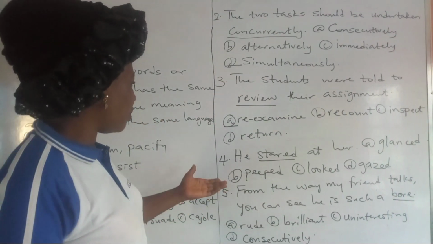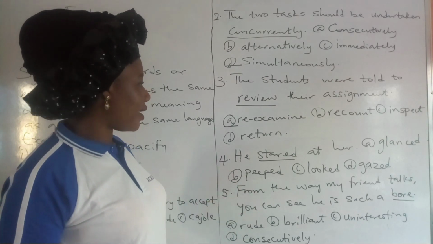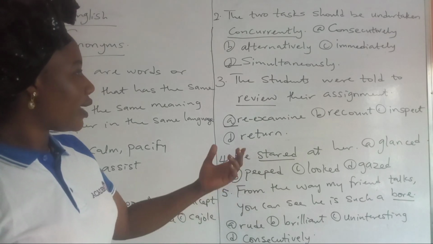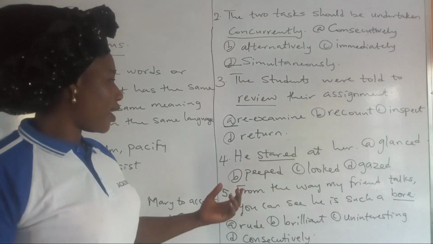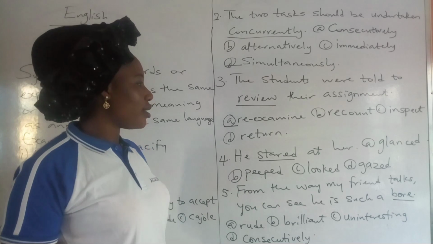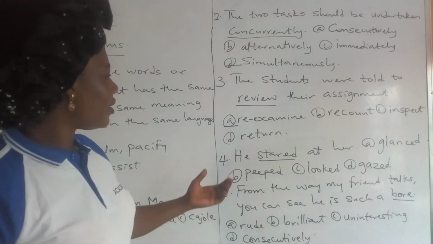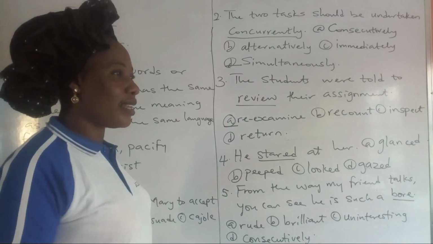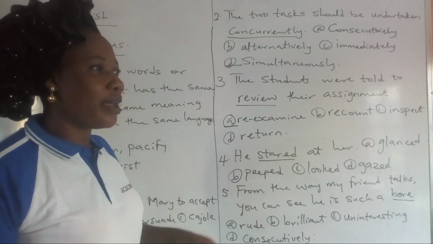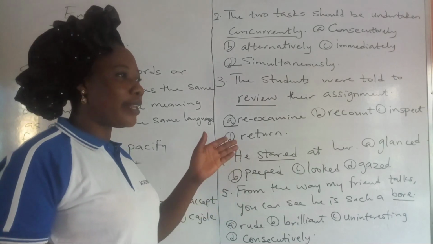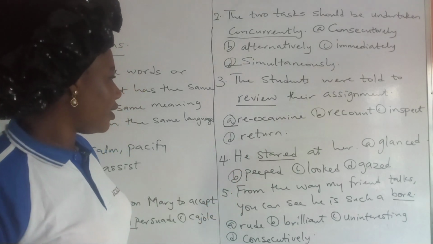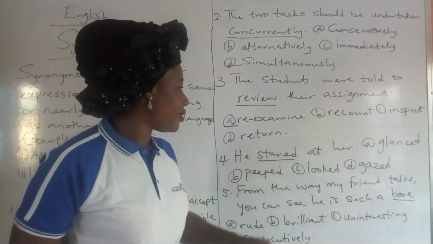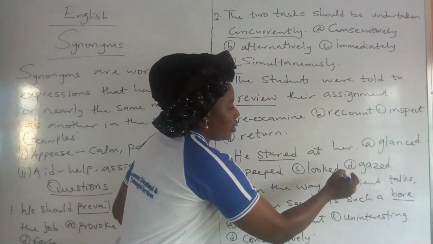The next one, which is number 4, is he stared at her. We have options like glanced, peeped, looked, and gazed. And when you say he stared at somebody, that is a long gaze. You're looking at somebody for a long time without shifting to either side. And the best option to that will be gazed, which is option D.